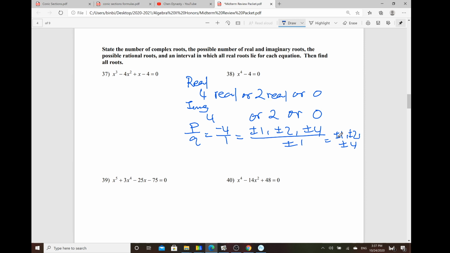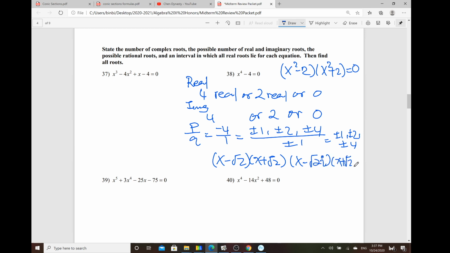And then to find all those real roots, well, this one is factorable. So (x squared minus 2) times (x squared plus 2). Difference of two squares pattern. And then for this one here, you want to factor it again. So (x minus root 2)(x plus root 2). And then the other one is (x minus root 2i)(x plus root 2i), imaginary solutions. So for those real roots, we do have x equals plus minus root 2. Imaginary, we do have x equals plus minus root 2i.